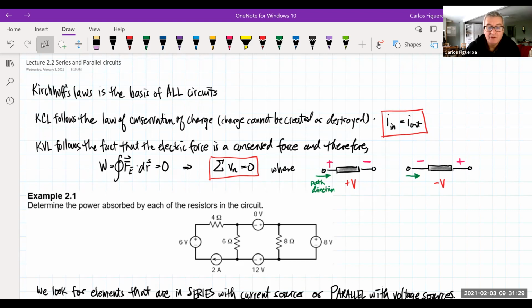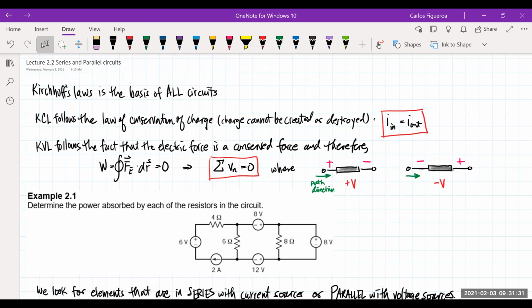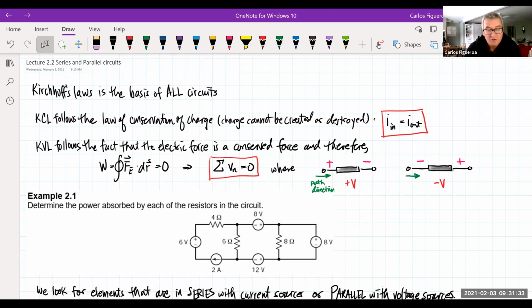What we want to do here is that when we look at these Kirchhoff's laws, the basis for them is really two very deep laws. One, KCL follows the law of conservation of charge. That means that charge coming into a node must be equal to the charge coming out of the node. You can't create or destroy charge. So therefore, the current coming in must be the current coming out.